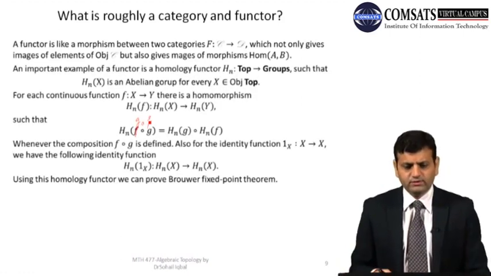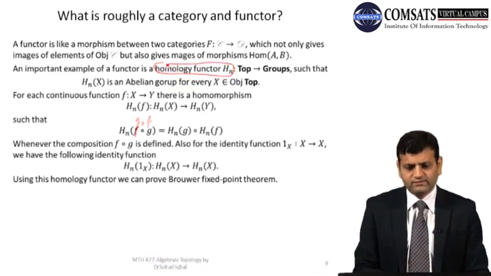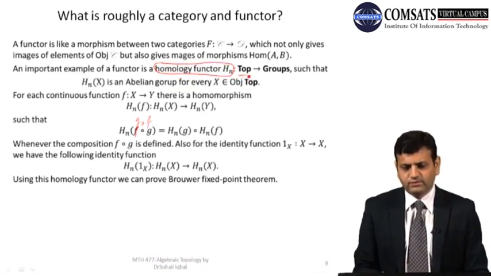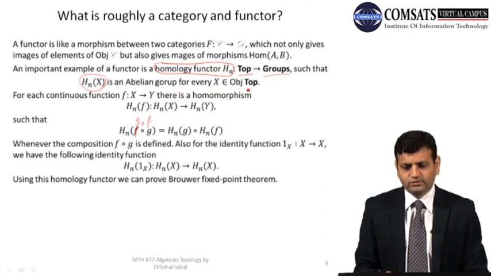So let's see an example of a functor. Consider the homology functor. We can just consider this as a function from the category of topological spaces to the category of groups. What this functor does is take topological spaces and give me abelian groups. So basically, if X is any object of Top, in other words any topological space, then Hn(X) is an abelian group for every X belonging to the objects of this category.